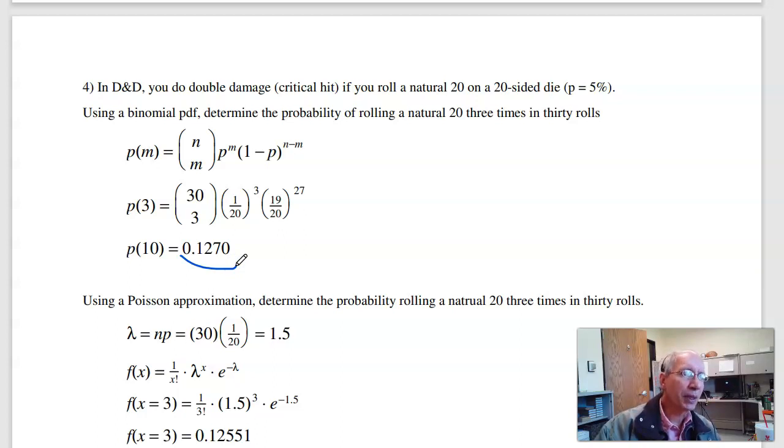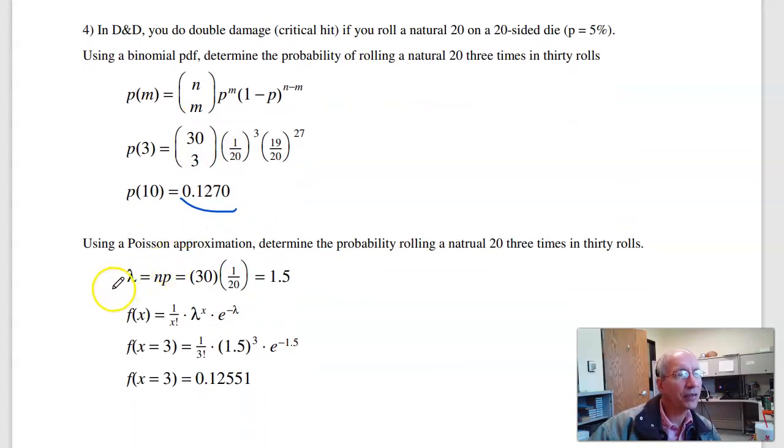Poisson is a way to approximate binomials. When these numbers get large, it gets kind of hard to calculate. With a Poisson, I've got a parameter lambda, that's n times p, which is 1.5 in this case. The PDF for Poisson distribution is 1 over x factorial lambda to the x e to the minus lambda. So with that value of lambda, for x equals 3, it's 1 over 3 factorial, 1.5 cubed, e to the minus 1.5, 12.5%. About the same. So the Poisson approximation is used when the binomial just gets bad numerical properties.